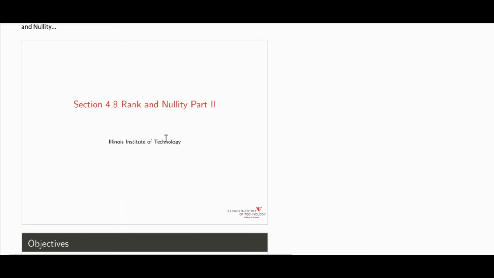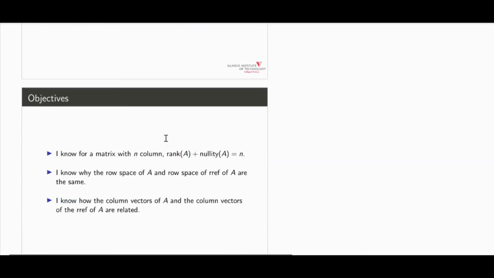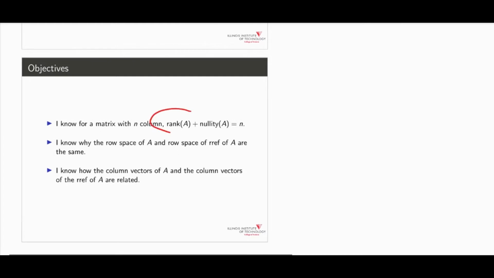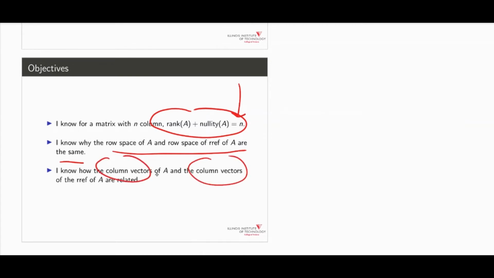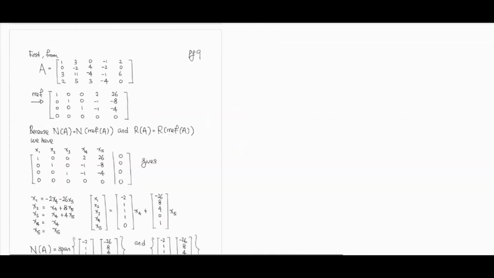All right, let's first look at the objective for this section. At the end of this video, you should know that for a matrix of size m by n, the rank of A and the nullity of A will add up to the number of columns, which is n. And you should also know why the row space of A and the row space of the REF of A are the same. And you should also know how the column vectors of A and the column vectors of REF of A are related, okay?